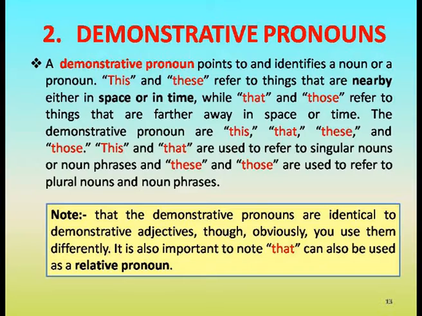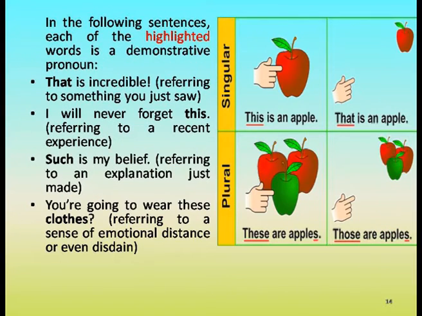This and that are used to refer to singular nouns or noun phrases, and these and those are used to refer to plural nouns and noun phrases. Note that the demonstrative pronouns are identical to demonstrative adjectives, though obviously they use them differently. It is also important to note that "that" can also be used as a relative pronoun. In the following sentences, each of the highlighted words is a demonstrative pronoun.